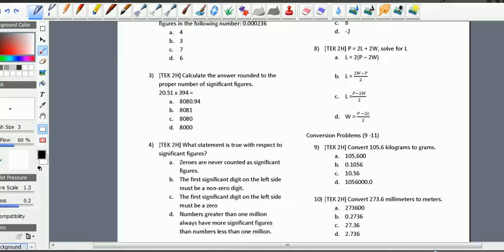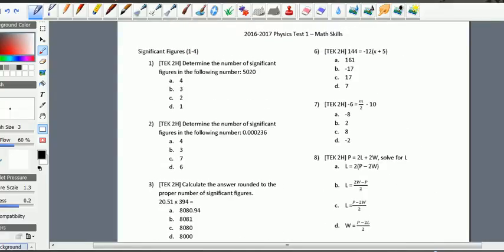Here is test 1 review. Remember test 1 talked about significant figures. If you don't see a decimal, you count from the right, starting with the first non-zero number. For 205, count from the right if you don't see a decimal.